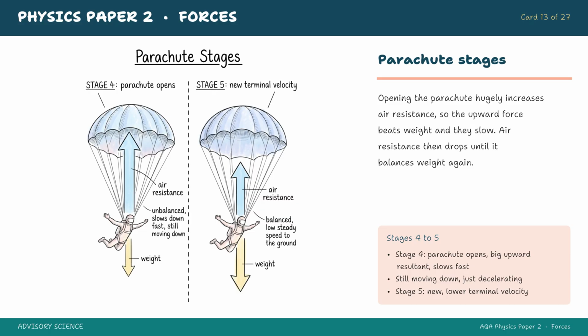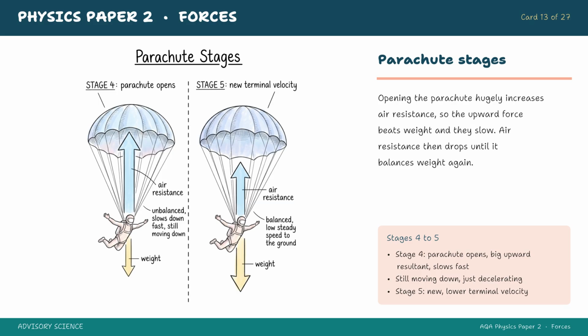What happens next are the parachute stages, and sometimes examiners do ask what happens when the parachute opens, and this adds 2 more stages to the story. So stage 4, the parachute opens. Opening the parachute drastically increases the surface area. This causes a massive sudden increase in upward air resistance. The forces are not balanced. The upward force is now much greater than the downward force.